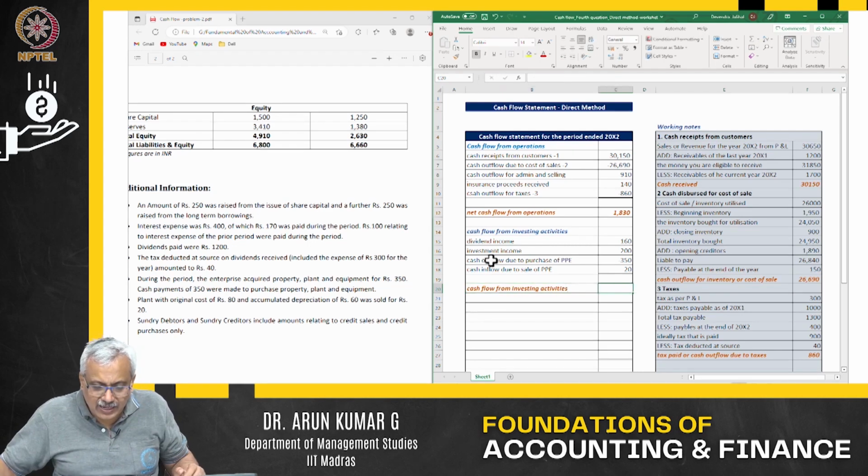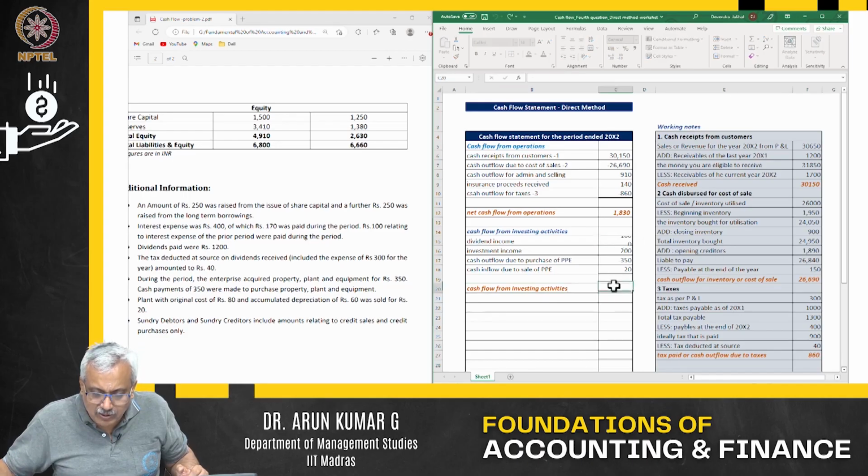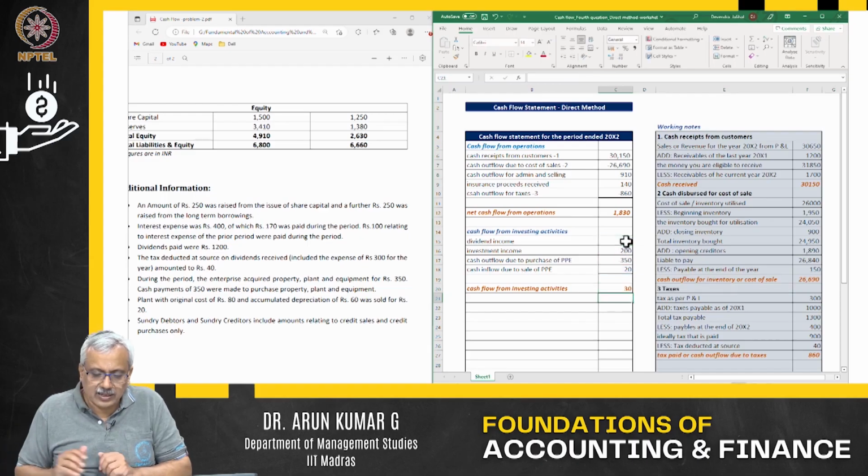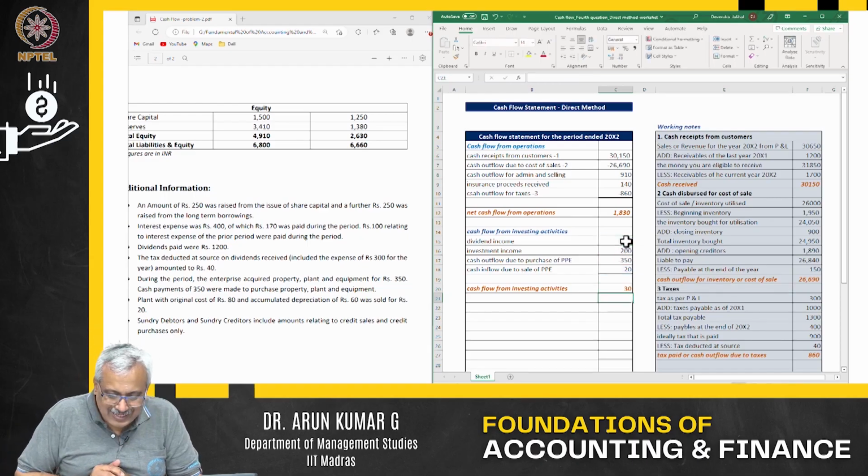Investing activities out there is nothing but the sum total of this, that is, I would say, this plus this plus this plus this. That is about $30, the cash inflow from investing activities.